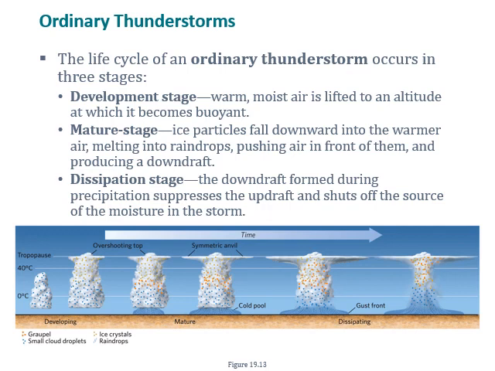Second is the mature stage, where ice particles in the lifted clouds fall downward into the warmer air, melting into raindrops, pushing air in front of them and producing a downdraft. Finally, there's a dissipation stage. The downdraft formed during the precipitation suppresses the updraft and shuts off the source of moisture in the storm. The progress of this life cycle is shown in the figure below.